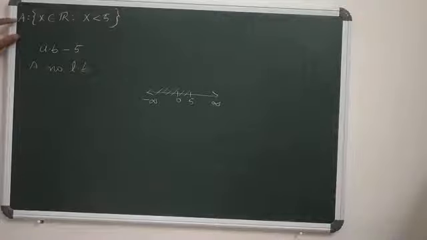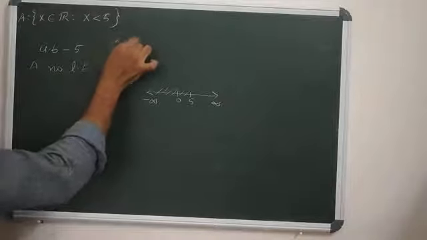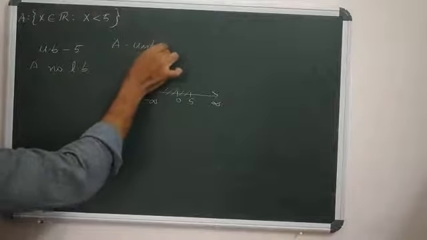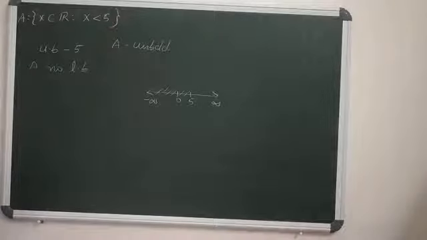It has an upper bound, so it is bounded above, but it has no lower bound, so it is not bounded below. Therefore, the set A is unbounded. Why? Because a set is bounded only if it is both bounded above and below. But here we cannot find a lower bound, so the set is not bounded below, therefore A is unbounded.